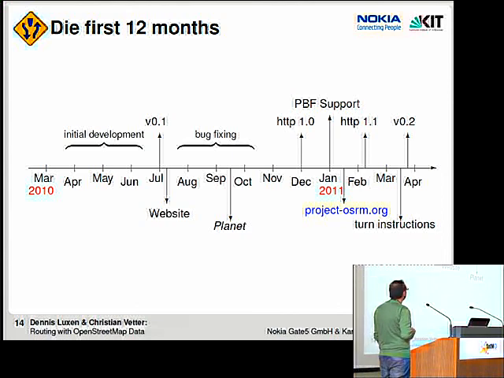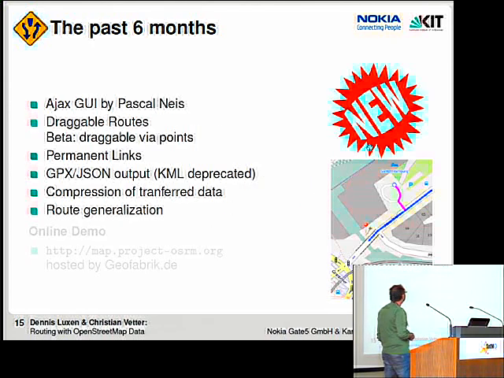At the end of the summer, we were able to process the entire planet on a fairly commodity machine. So nothing fancy here. Then we started supporting different things. We had an HTTP component, which got upgraded later. We had PBF support as well. We had a website. We had turn instructions. We had another release.